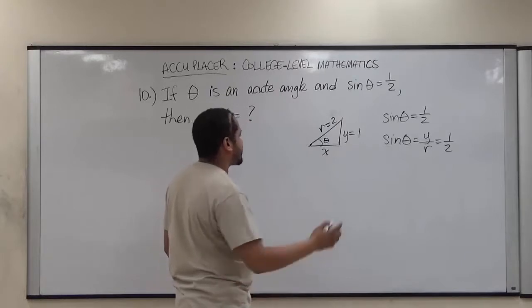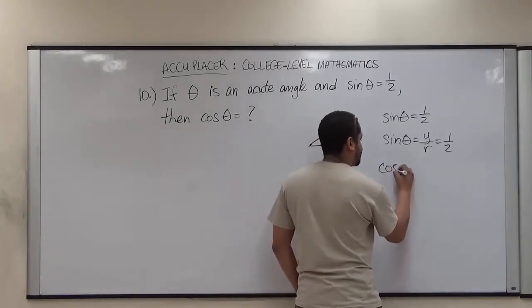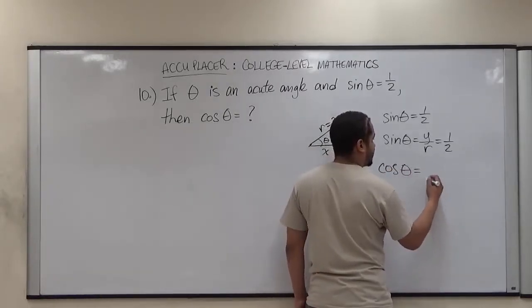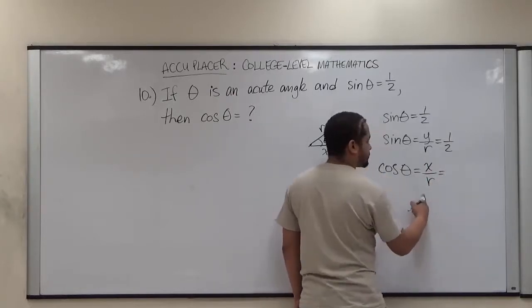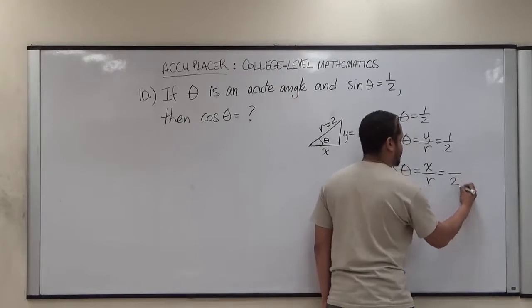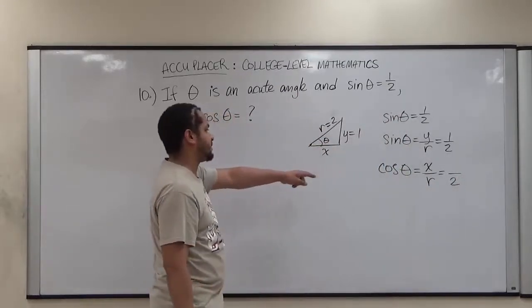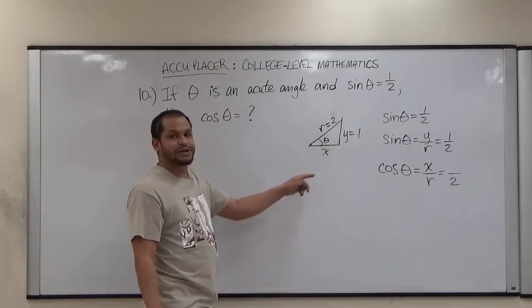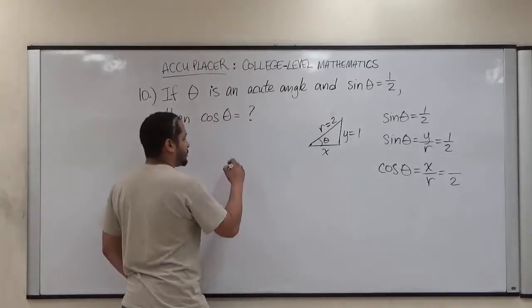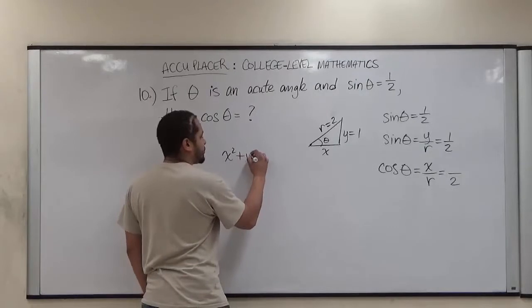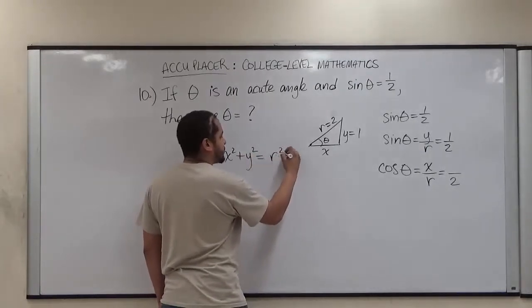And now to do cosine of theta, we know that the cosine of theta is actually going to be x over r. In this case, we know what the r is already, which is 2. What we don't know is what the x is. We do know all the sides of the triangle though, and what we want to do here is use the Pythagorean identity. So we know that x squared plus y squared is equivalent to r squared.